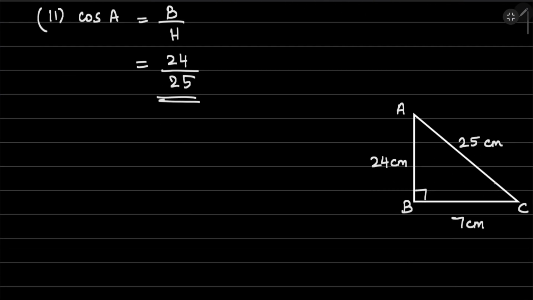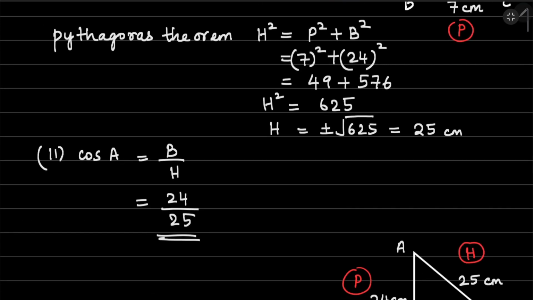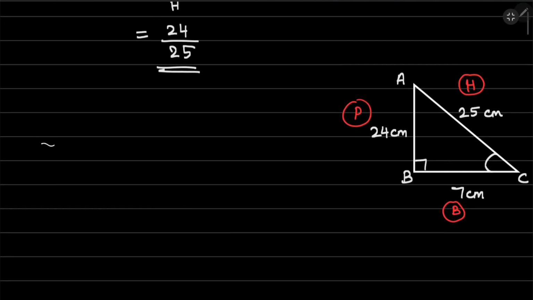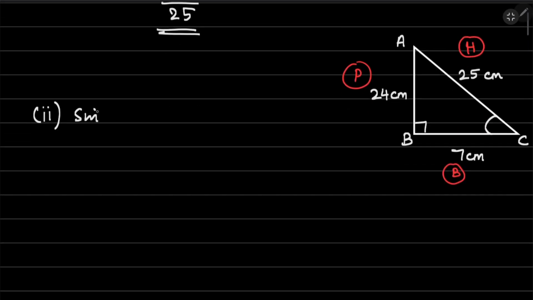So where is your reference angle now? The reference angle is at C. So if this is your reference angle, the side which is right opposite to your angle C is your perpendicular. The side which is right in front of your 90 degrees is a hypotenuse, and BC happens to be a base. So this is the second question: sin C, cos C. So what is sin C? P by H, perpendicular by hypotenuse. Cos C is nothing but base by hypotenuse.